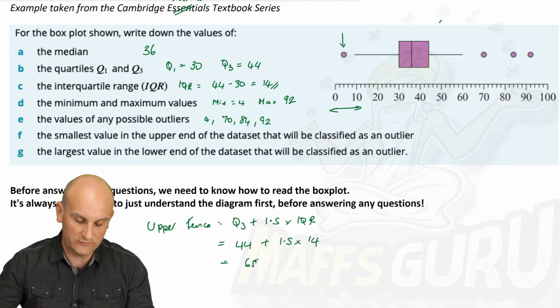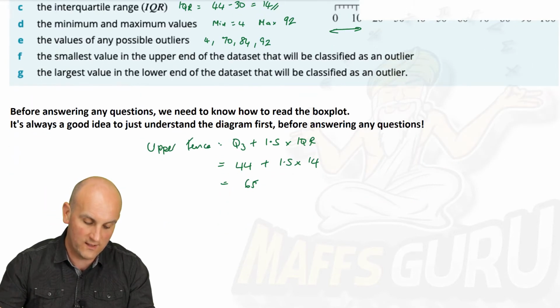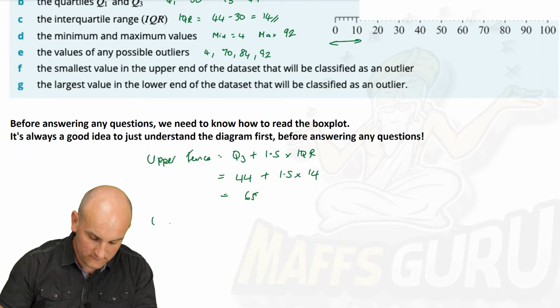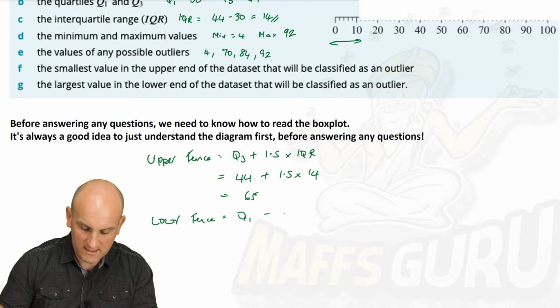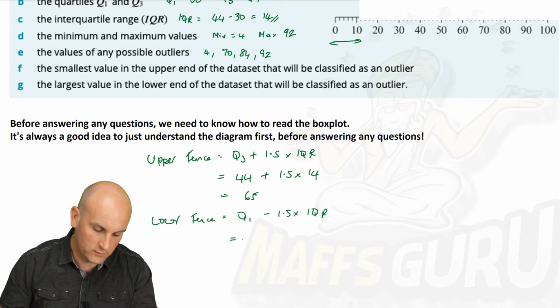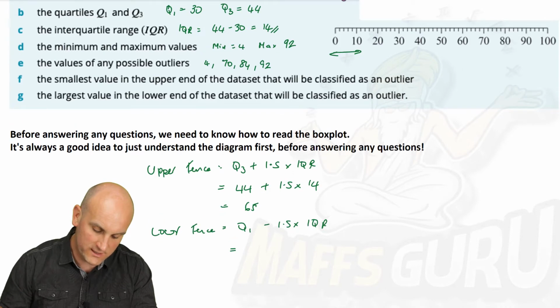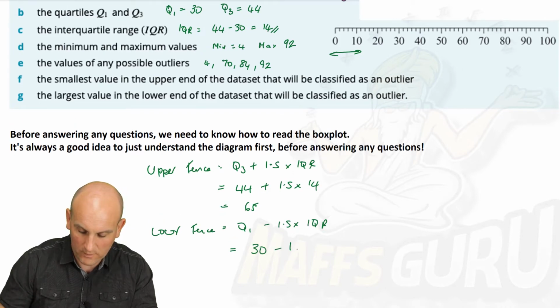Again, it's asking us just to repeat it now and find my lower fence. So making sure that we can fit this on the screen, lower fence, we know, is Q1 minus 1.5 times the IQR. What was the value of Q1? Can't see it, so it's 30 minus 1.5 times 14.